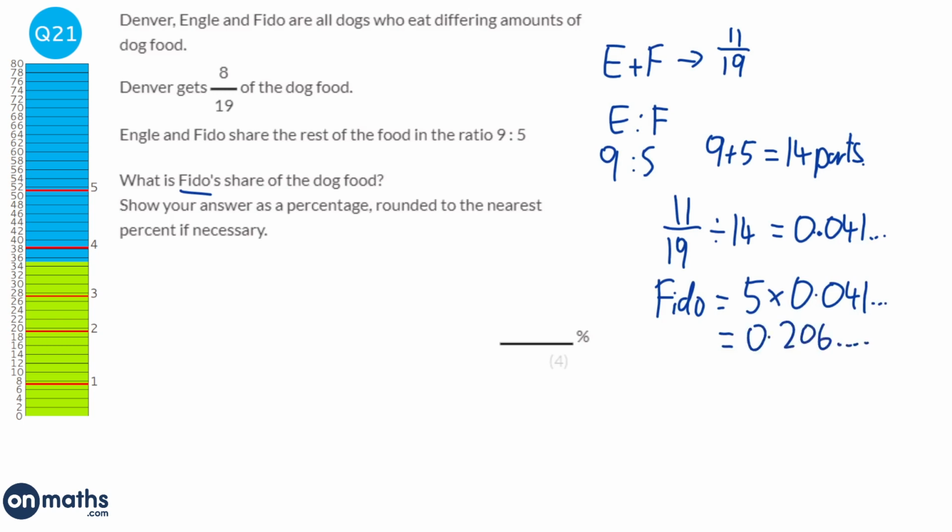Now we're asked to work it out as a percent, so I'm just going to times that by 100. So we have 20.676 blah blah blah percent, and it wants it rounded to the nearest percent, so that would be 20%. Or actually it would be 21%, because this would round it up, so 21%.